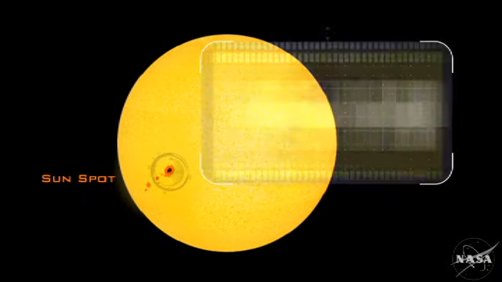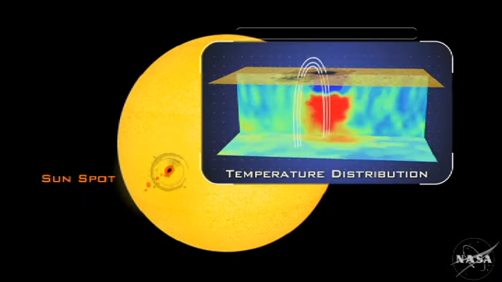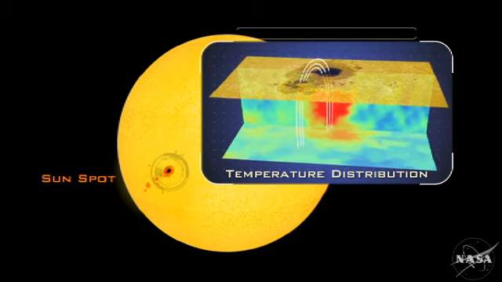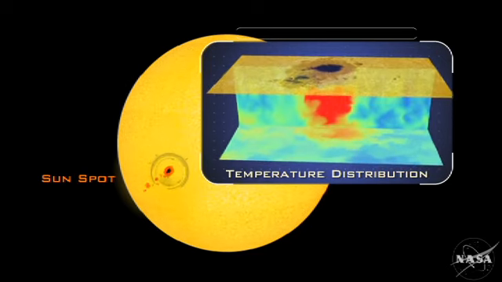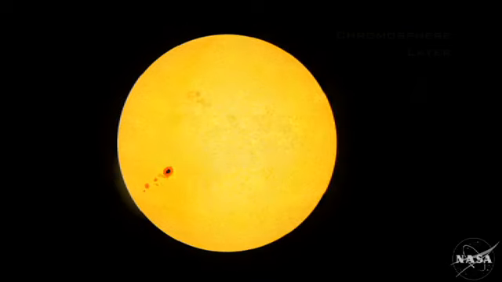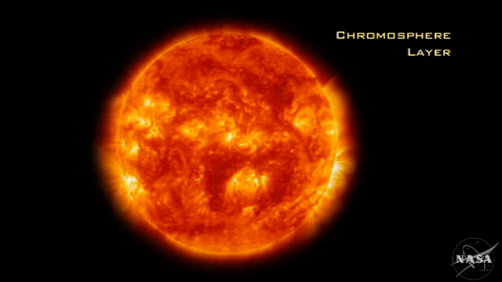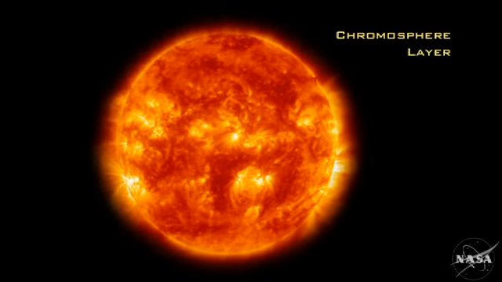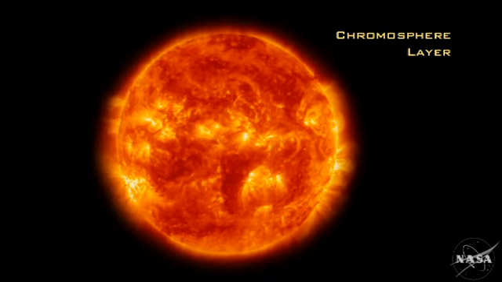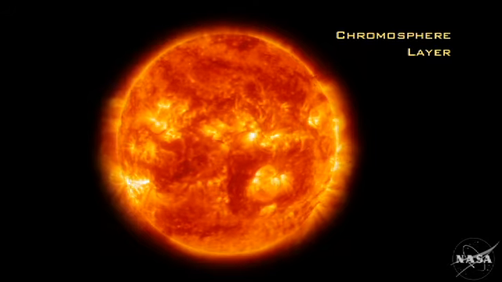Scattered among these cells are large clusterings of strong magnetic fields that block the upward flow of energy to the surface. This reduced energy causes sunspots, which are relatively cooler regions that appear darker because they radiate less energy into space. The next layer of the Sun's atmosphere is the relatively thin chromosphere, which is sculpted by magnetic field lines restraining the electrically charged solar plasma.